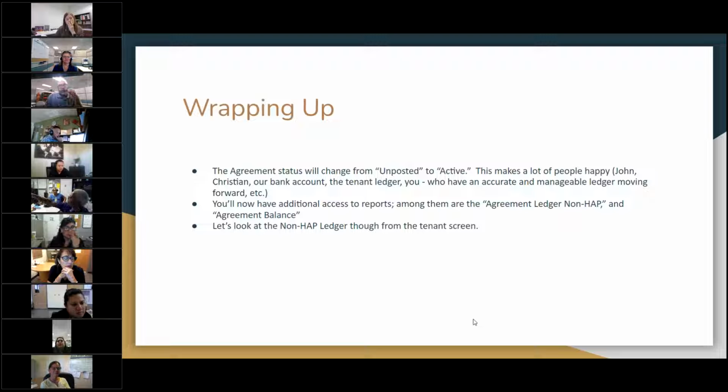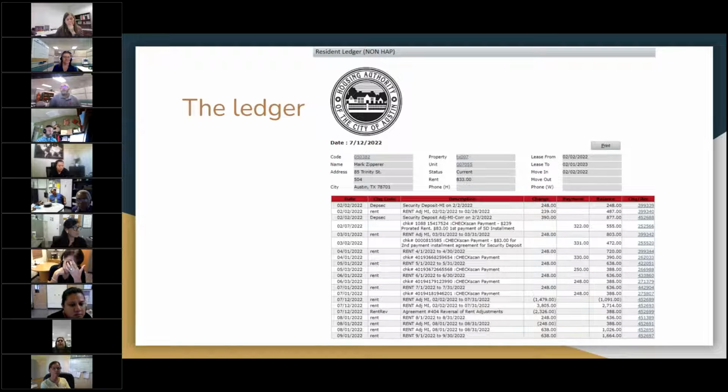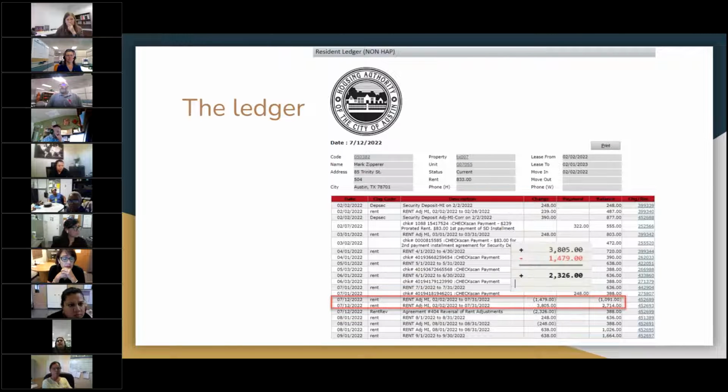After you post, there's going to be a few different reports you have options to see from that repayment agreement screen. But let's look at the non-HAP ledger from the tenant screen and what happened there. So here is our original adjustment, right? We took back $1,479 and we replaced it with a rent charge of $3,805. That's a difference of $2,326, which is the exact amount of the repayment agreement reversal here.